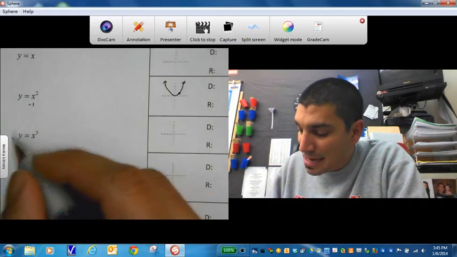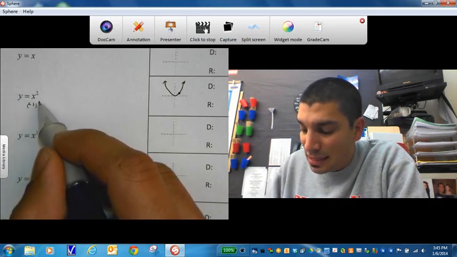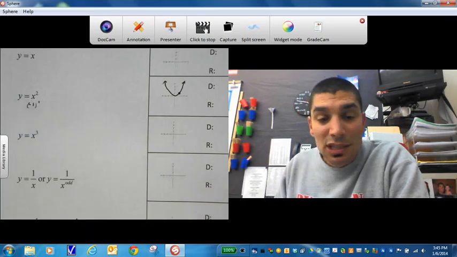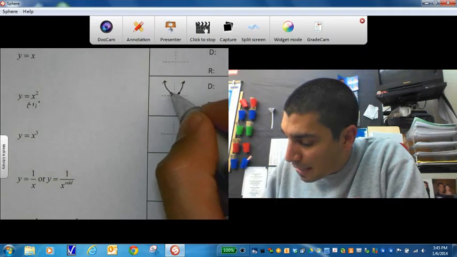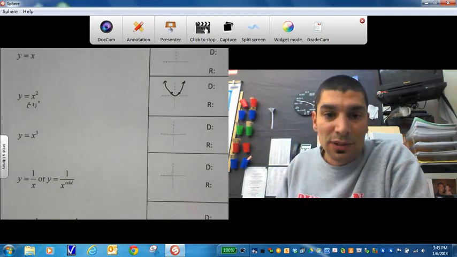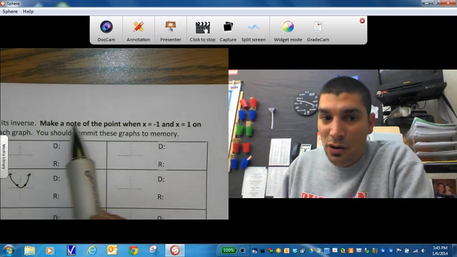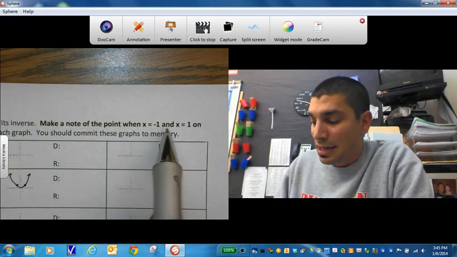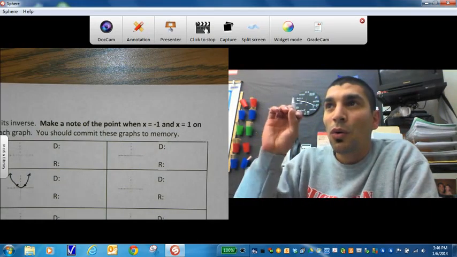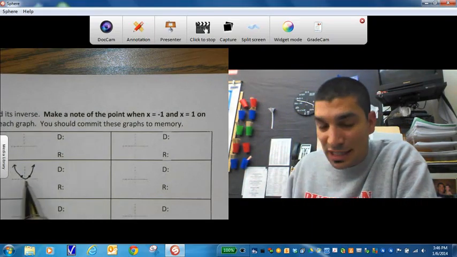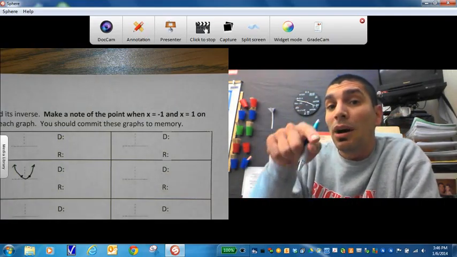When I plug in -1, and remember it's x squared, the whole x is being squared, so it's technically -1, the entire thing is being squared. It's a -1 times a -1, and that's going to mean that y is going to be a +1. -1 times -1 is a +1. So I put these two little extra dots because I'm making a note of the points when x is equal to -1 and x equals 1 on all of these graphs, just because I want you to know where those pieces are. Even though these are sketches, I still should know where those points are, and I can figure them out by plugging in 1 into those functions.